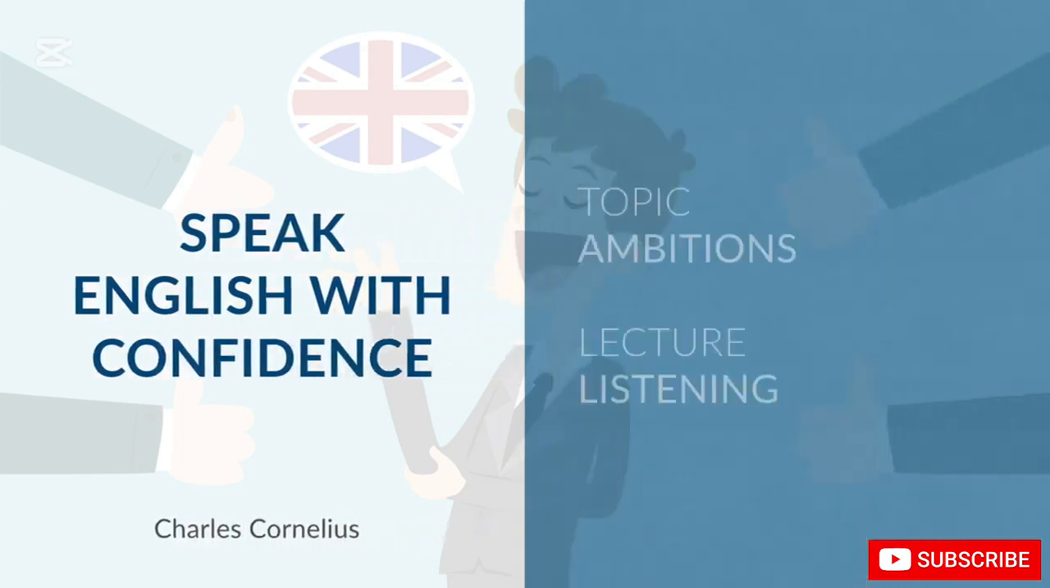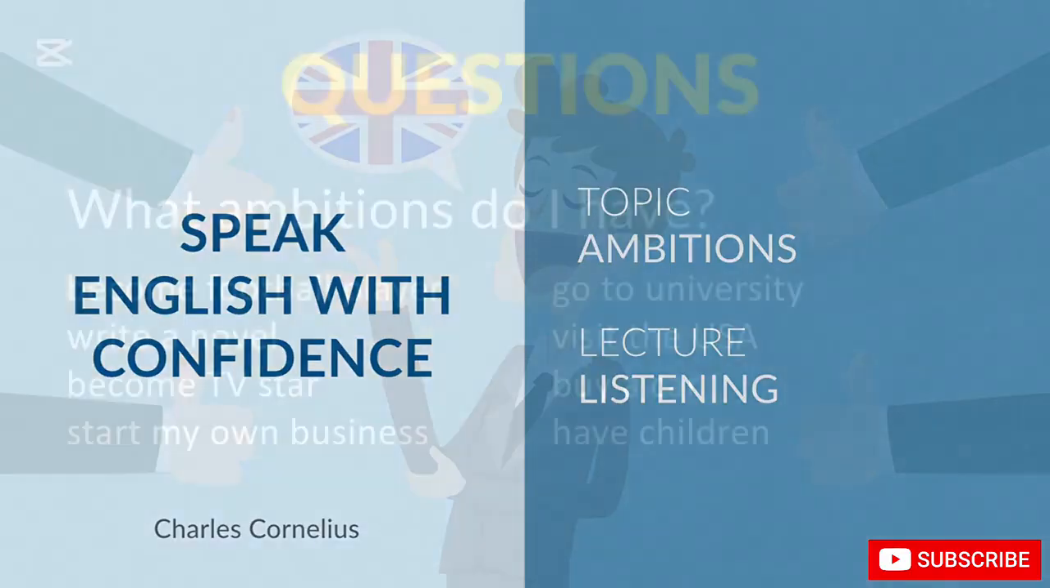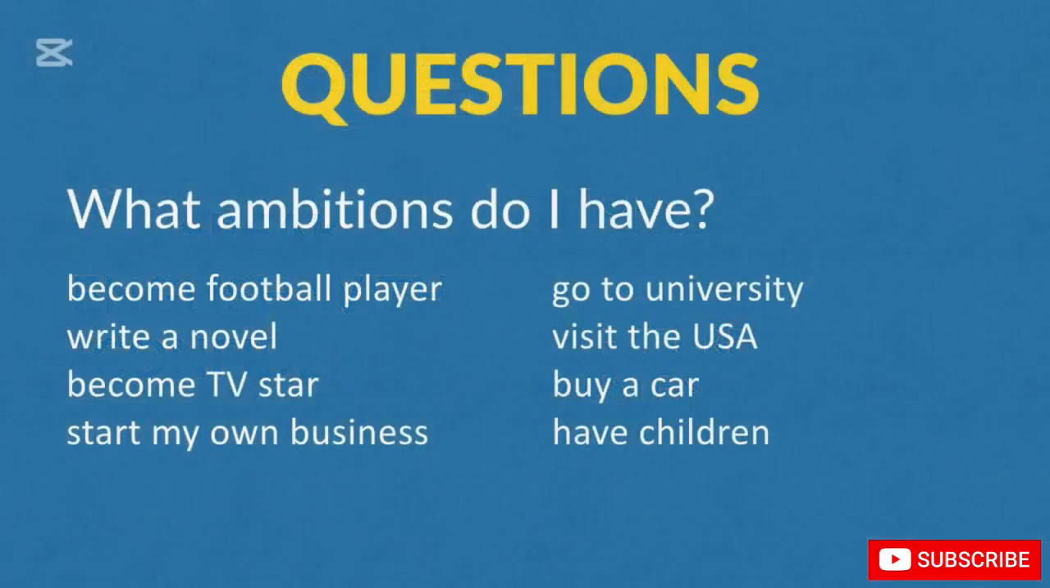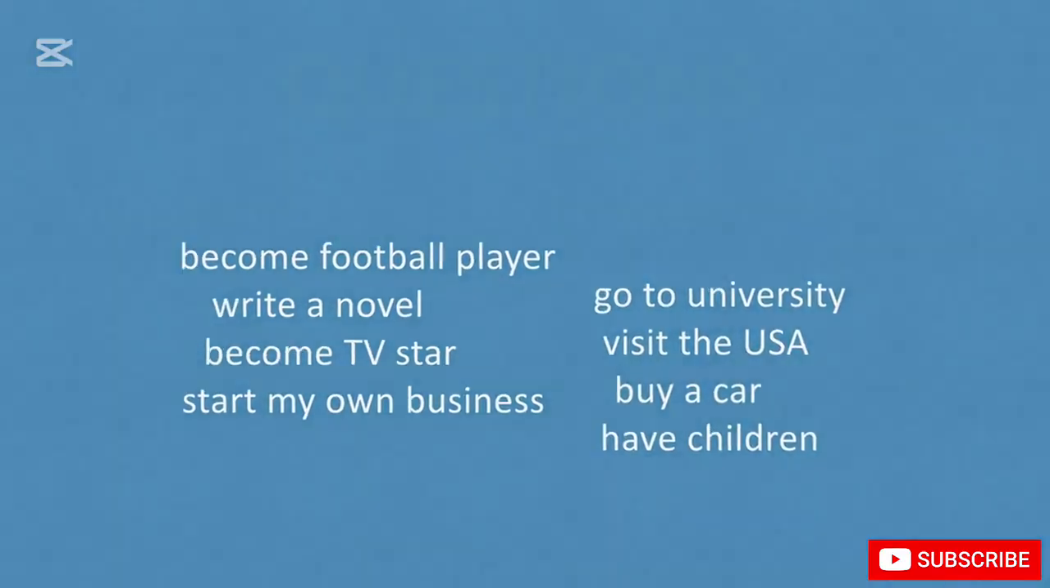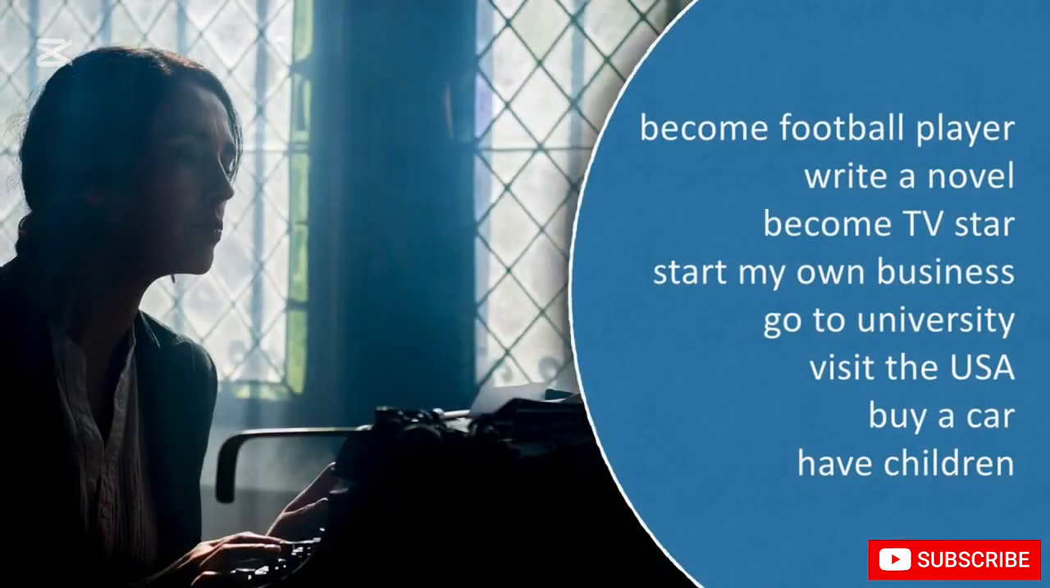In this lecture, I'm going to talk about my ambitions. And while you listen, just check off this list. Which ambitions do I have? Do I want to become a football player? Write a novel? Become a TV star? Start my own business? Go to university? Do I want to visit the USA in the future? Buy a car? Have children? So which of these are my ambitions?